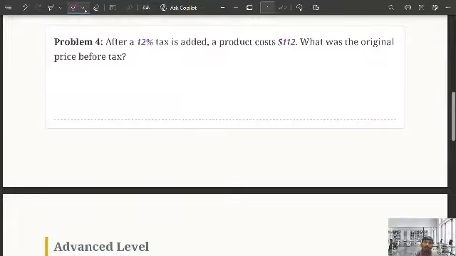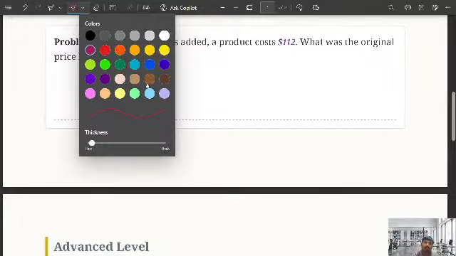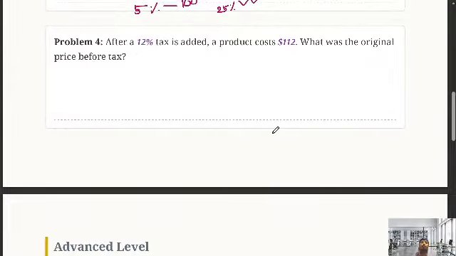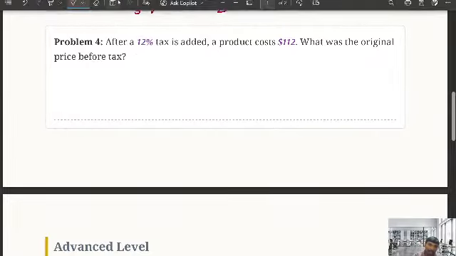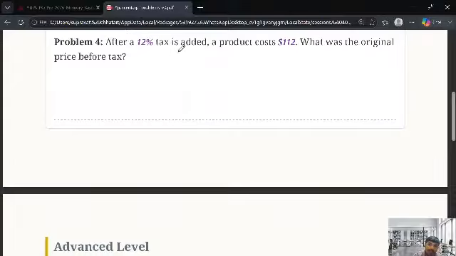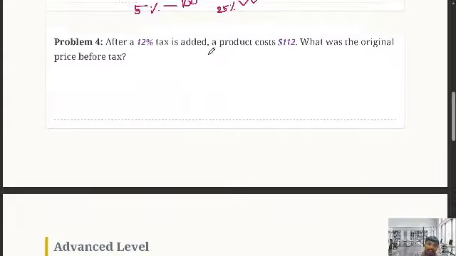Now we are moving to the fourth problem. Here it is said that after a 12% tax is added, a product costs 112. What was the original price before tax? So we don't know the original price.